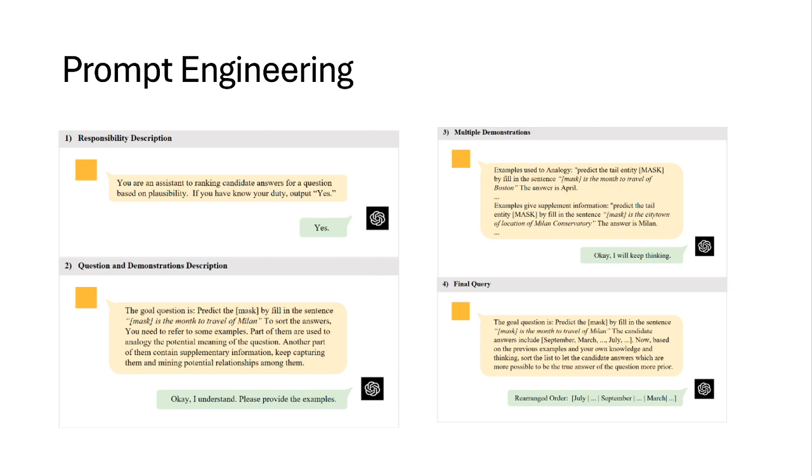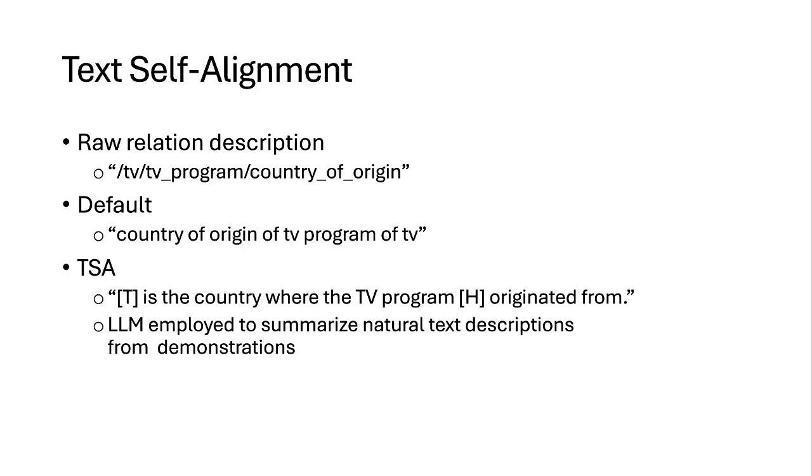In the responsibility description, they basically ask the LLM whether it will do this work or not, and the LLM responds that it can do this. The second stage is the question and demonstration description. Here the authors give the understanding of what the task will be. In the third stage, multiple demonstration, the authors give the analogy and supplement pool information, and the final query is this. This is the text self-alignment.